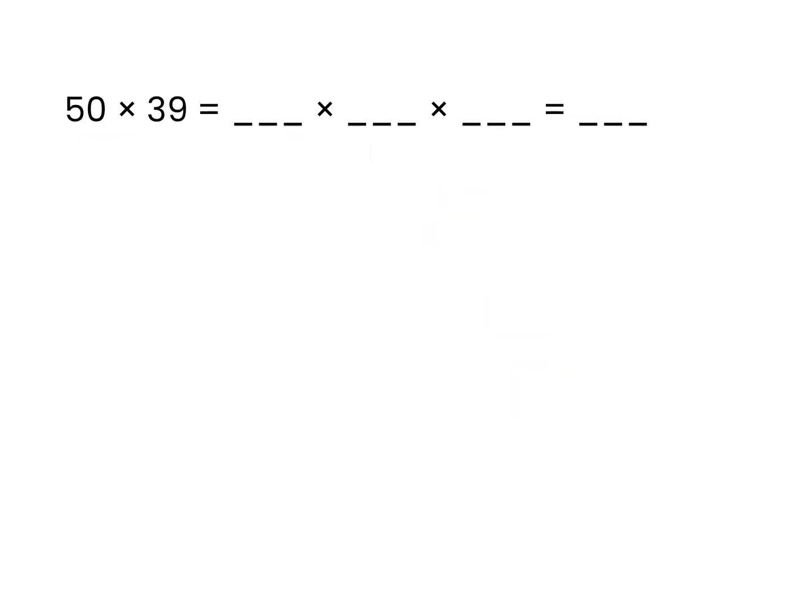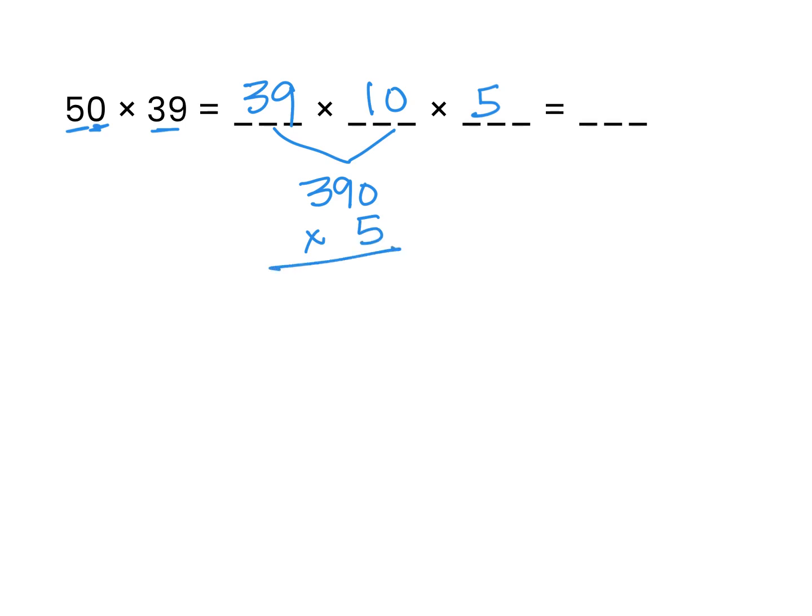All right, the last problem here, 50 times 39. So we are going to put the 39 in first. We're going to multiply that times the 10 and then times the 5. So 39 times 10 gives us 390 times 5. And we can just do our problem this way. 0 times 5 gives you 0. 9 times 5 is 45. 3 times 5 is 15, and we'll add that 4 in. So our answer is 1,950. And hopefully that helps you to see that there's more than one way to attack a problem.